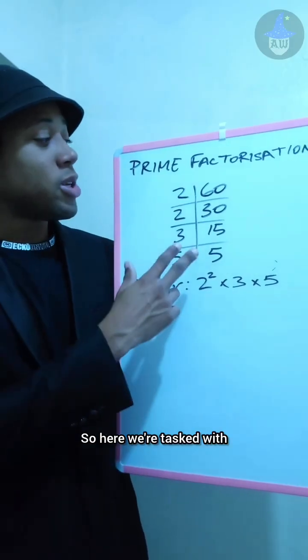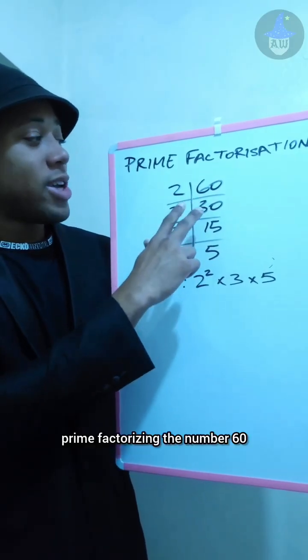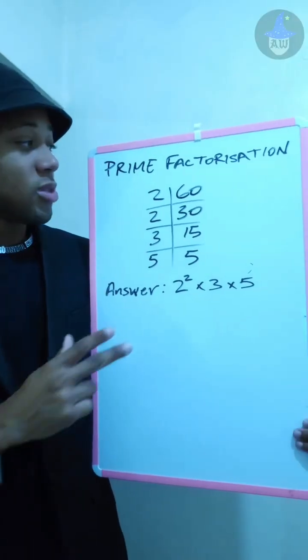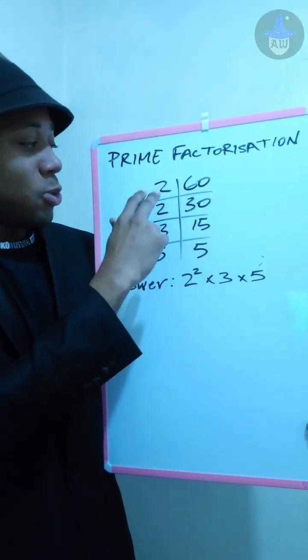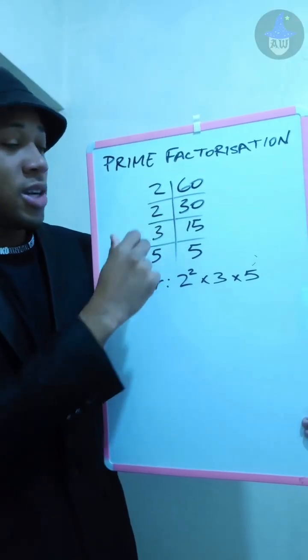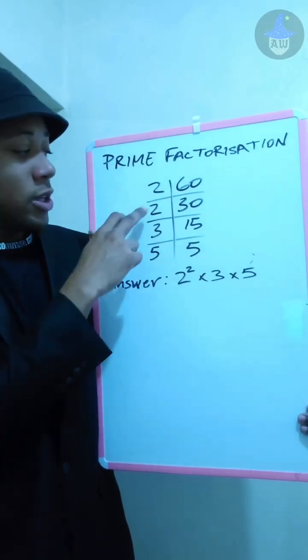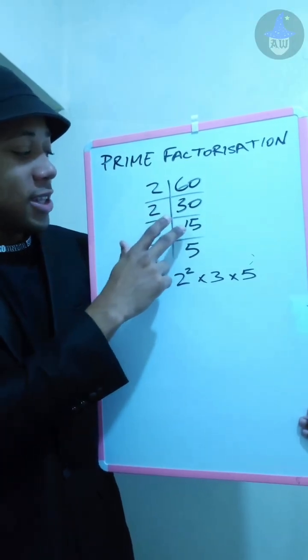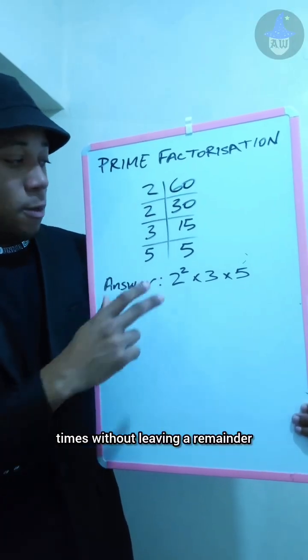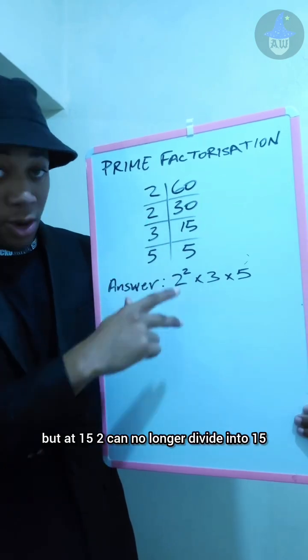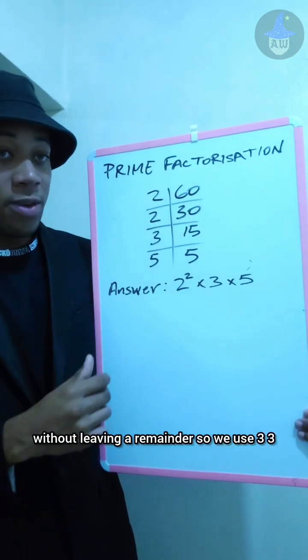So here we're tasked with prime factorizing the number 60. So 60 divided by 2. 2 goes into 60 30 times without leaving a remainder. Then 2 goes into 30 15 times without leaving a remainder. But at 15, 2 can no longer divide into 15 without leaving a remainder.